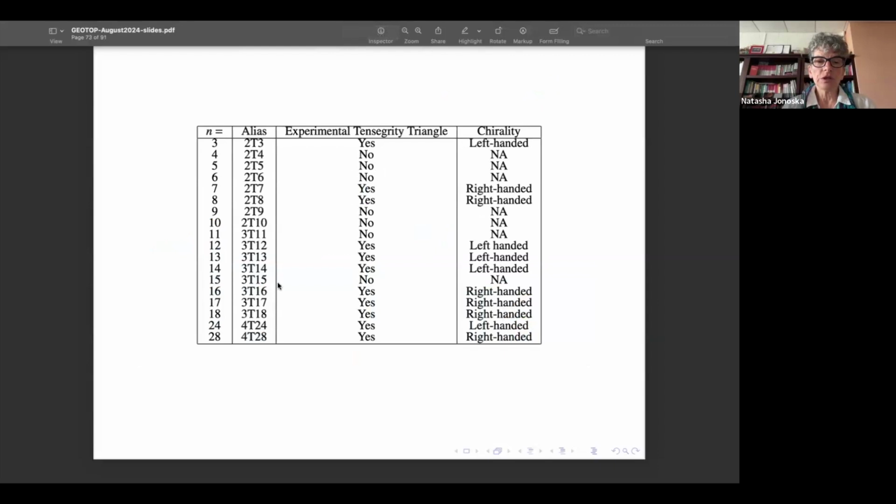So we went and we identified all of this, and we said yes, no, no. So whether the triangle forms, we could actually confirm mathematically, and we could also confirm left-handed versus right-handed chirality.